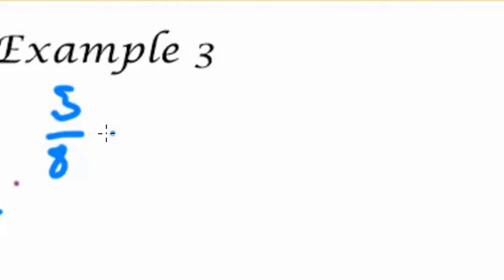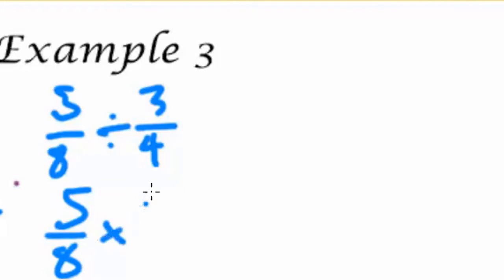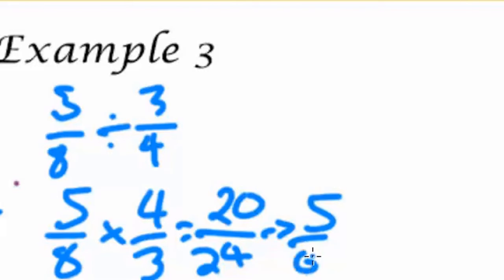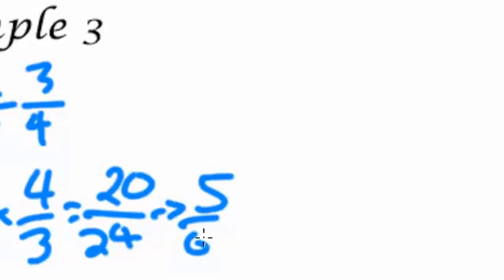Let's imagine I have the fraction 5/8, and I want to divide that by 4/3. I'll do the same thing, 5/8 times 4/3, the second fraction flipped, and multiply it to get 20/24. This, of course, can be reduced into a 5/6.